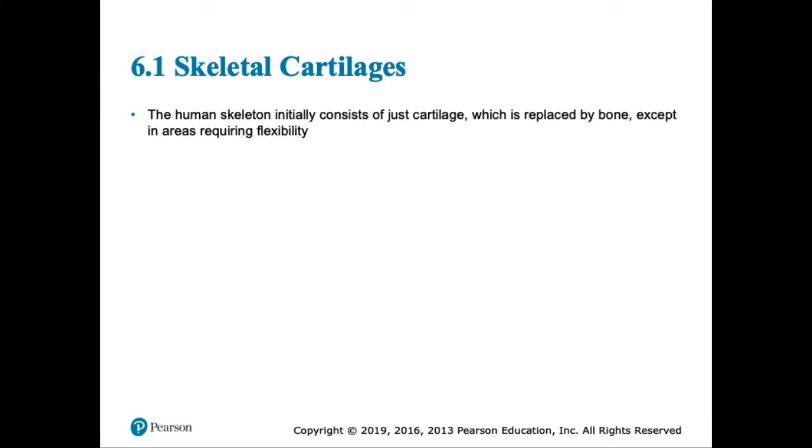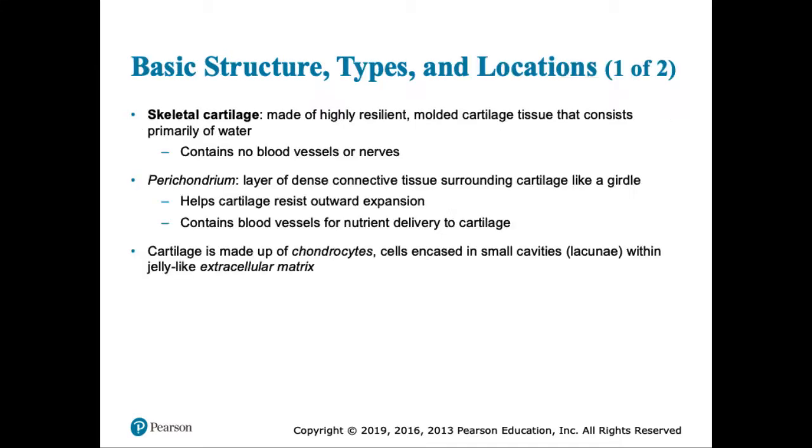So, the first thing I'll say is the human skeleton consists of just cartilage, which is replaced by bone, except in areas where you sort of require flexibility. So, as a fetus is developing, we have a lot of cartilage, and then over time it's replaced by bone. And of course, we still have some cartilage in those areas of flexibility.